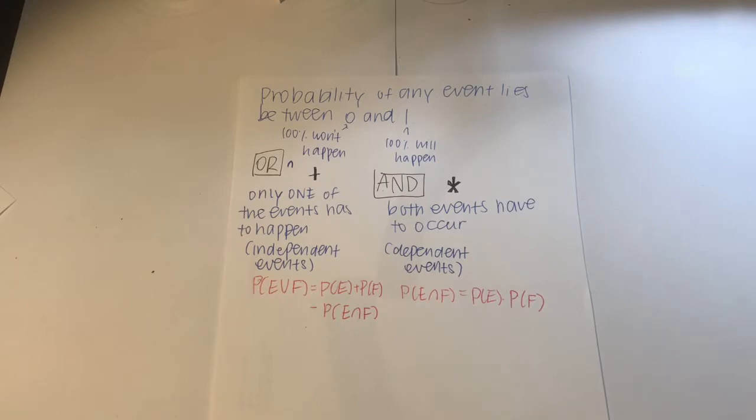Many probability problems also involve blind selection of objects. If objects are selected with replacement, the events are treated as independent of one another, and if they're selected without replacement, they are dependent events.